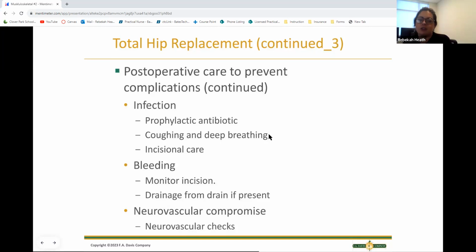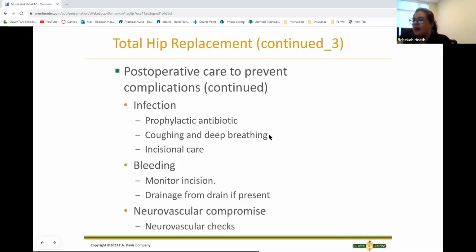We also want our patients to look at their incisions. Anytime you have an incision, it's at risk of having an infection. So we're teaching them to look at those incisions every day to monitor for any type of infection, right? So look for redness, swelling, drainage, anything that might show infection. We're also looking for bleeding, especially in the first day, maybe two after surgery.